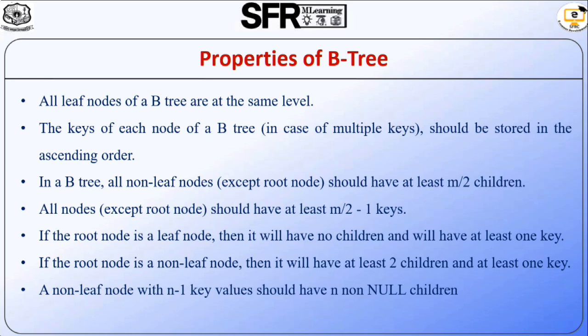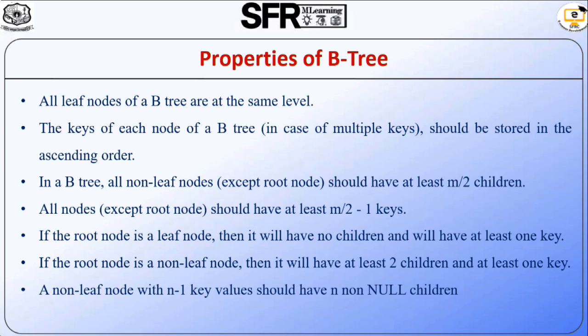So next one is properties of B tree. There are several properties. First, all leaf nodes of a B tree are at the same level, that is, they have the same depth and height of the tree. Second one, the keys of each node of a B tree, in case of multiple keys, should be stored in ascending order. Third one, in a B tree, all nodes except the root node should have at least M/2 children. All nodes except the root node should have at least M/2 minus 1 keys.